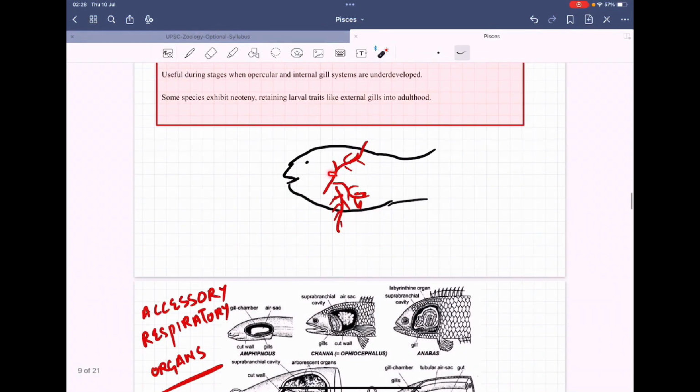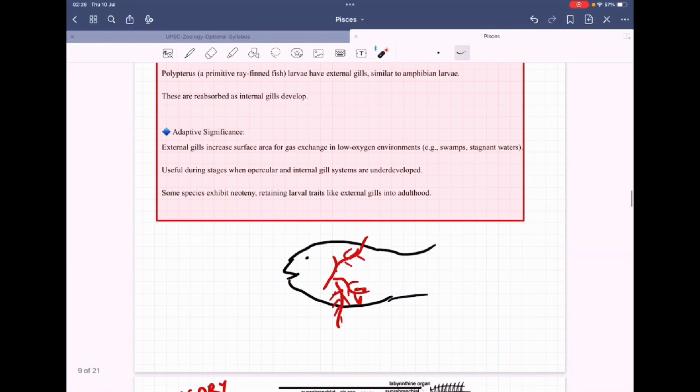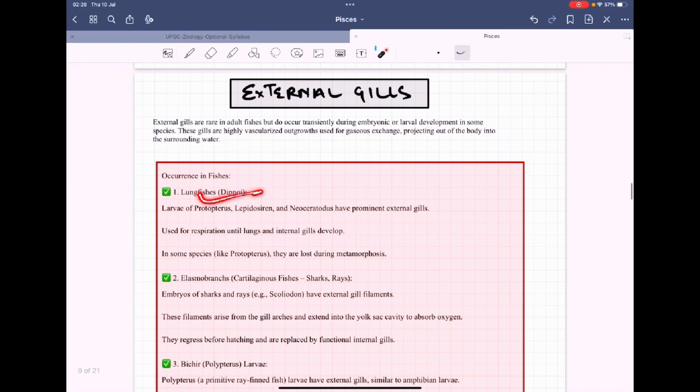Here is an example. This is an external gill. Okay. So in case of lungfishes, you will observe it. For example, the larvae of the Protopterus, Lepidosiren, Neoceratodus, they have the external gills. They are used for respiration.